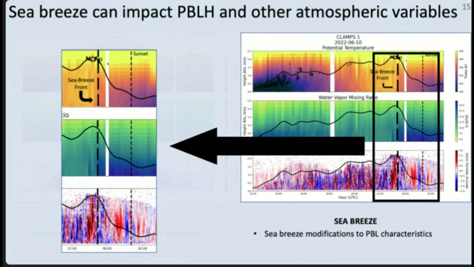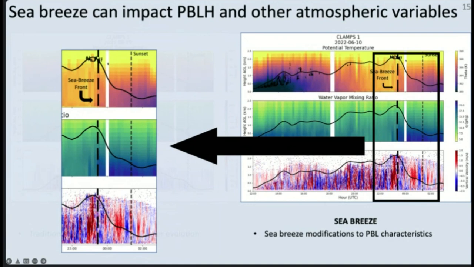So on the left panels, let's draw off that line. So that PBL height that's being drawn. Yeah, so this line is our PBL height that the algorithm has estimated. And so post sea breeze front, is that line corresponding to the sea breeze boundary?